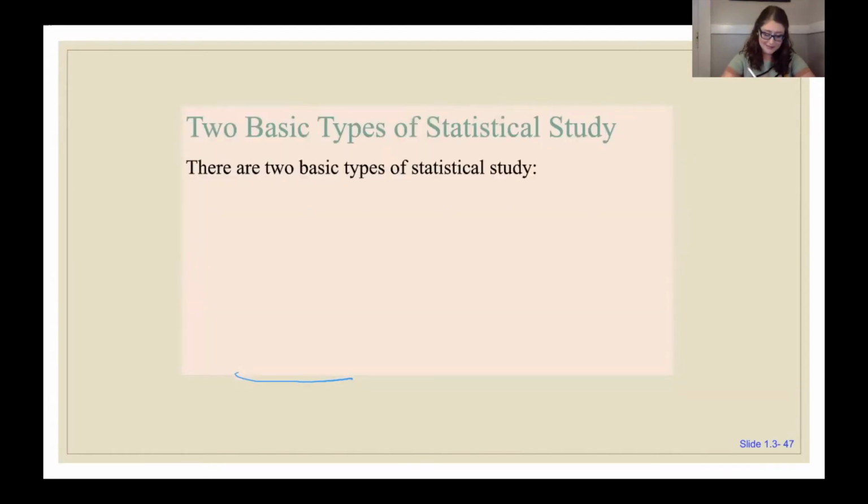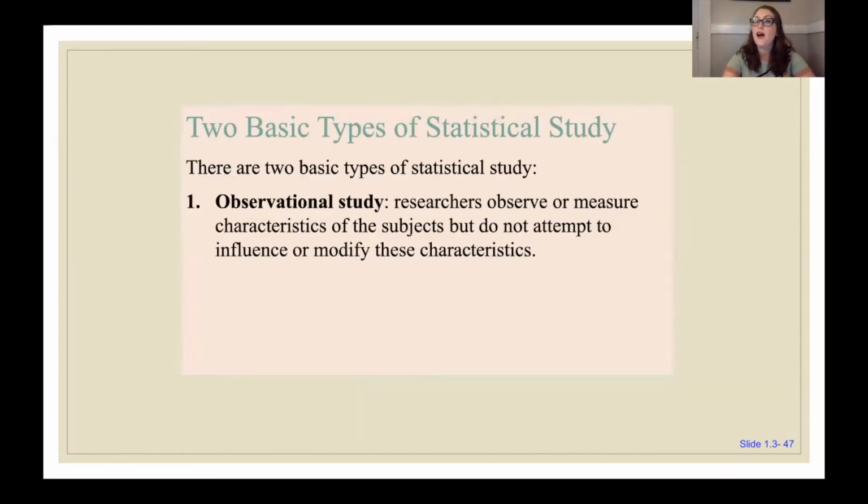So there are two basic types of statistical studies. The first being observational. This is what my dissertation was. In observational research, the researchers observe or look for specific characteristics of the subject, but we do not attempt to influence them or modify these characteristics, right? I just wanted to interview my students, my subjects in my study, and learn about their experiences. I didn't want to change their experiences. I didn't want to alter their opinions in any way. That's observational. I'm observing. I don't have any effect on my study.